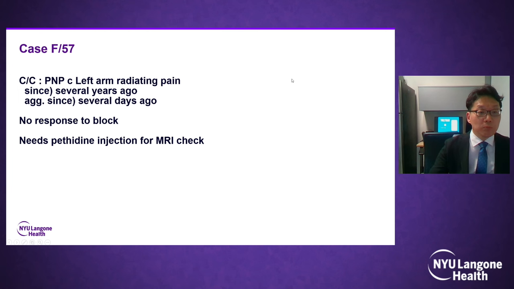This is a case of cervical foraminal stenosis in a 57-year-old female patient with posterior neck pain and left arm radiating pain. She complains of severe pain, so she was unable to undergo MRI. So a nerve block injection was done for checking of MRI.